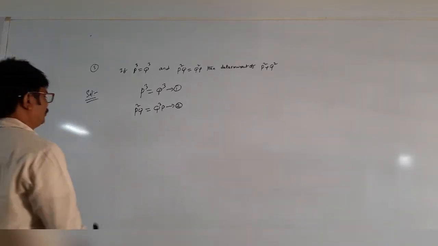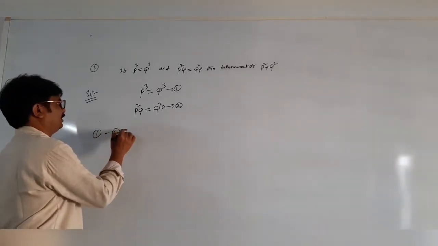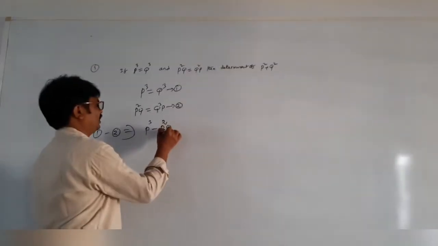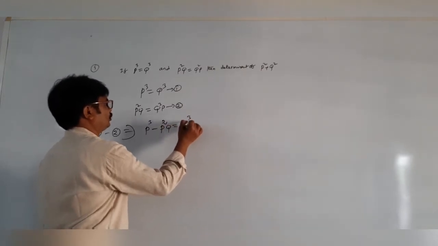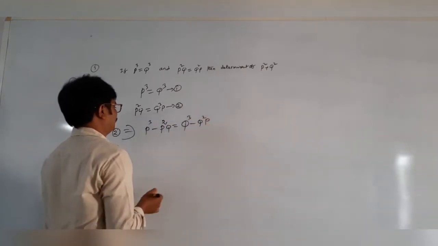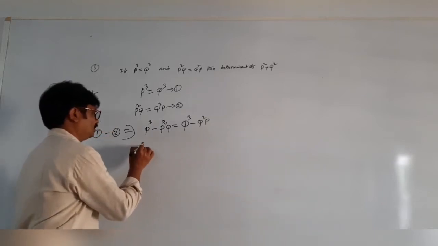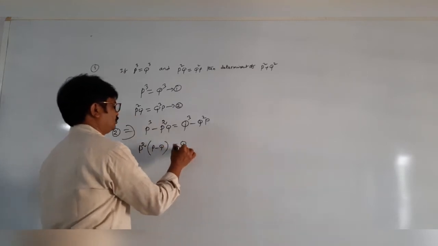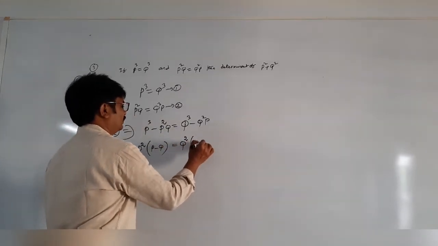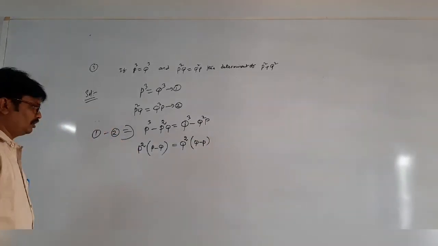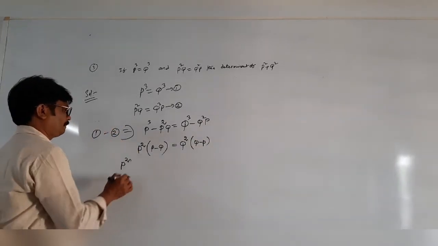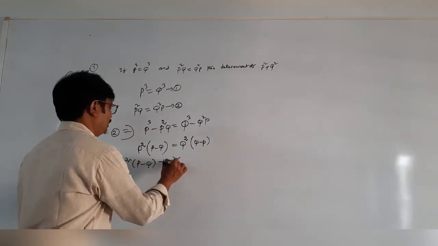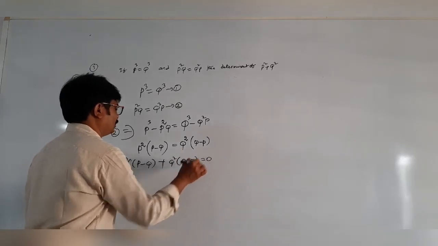Okay. Therefore here the difference of 1 and 2, that implies p cube minus p square q, after that q cube minus q square p. So the common factor is the p square, that is p minus q. Here also the common factor is the q square, this is q minus p. Now students, the p square into p minus q plus q square into p minus q equal to 0.